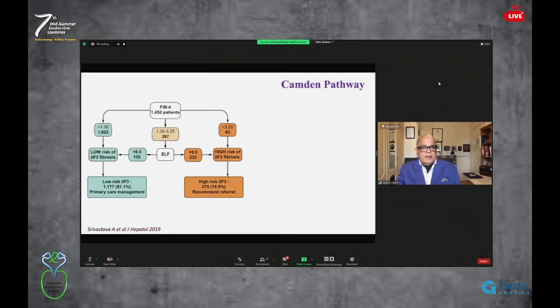And this is what the Camden Pathway. This is the study that actually showed that it is reasonably accurate in terms of diagnosis of advanced fibrosis and cirrhosis, and it avoids unnecessary referrals.